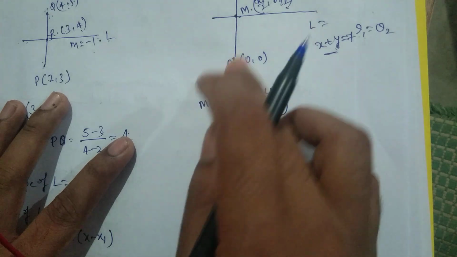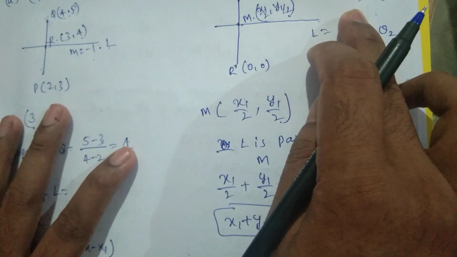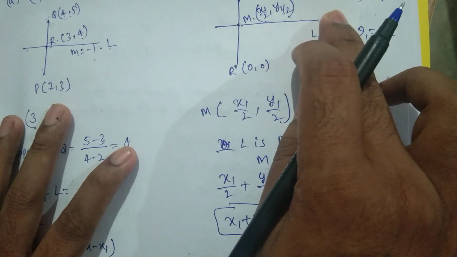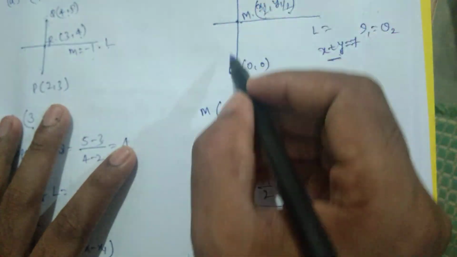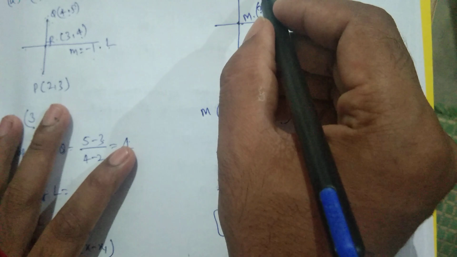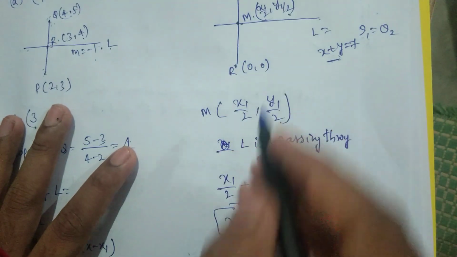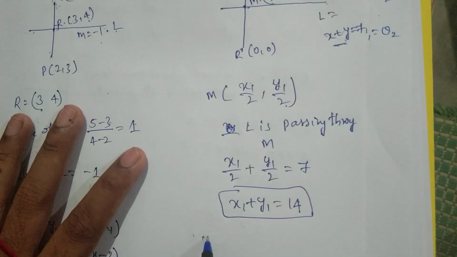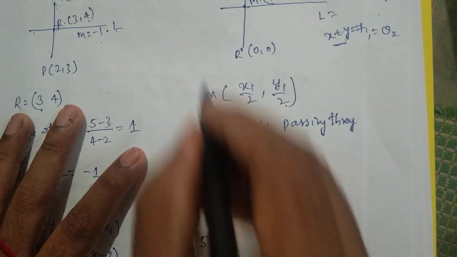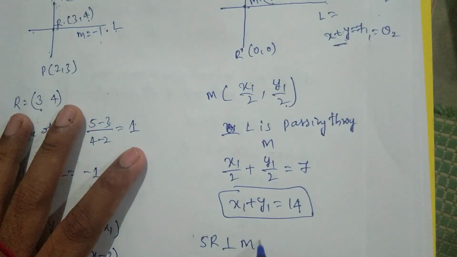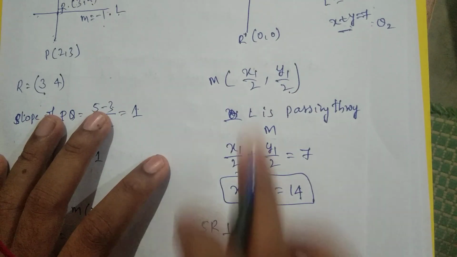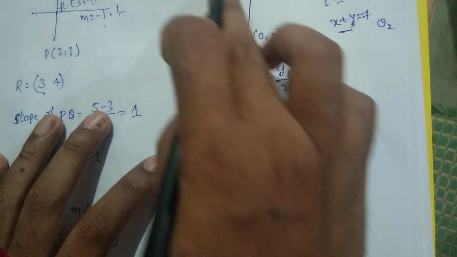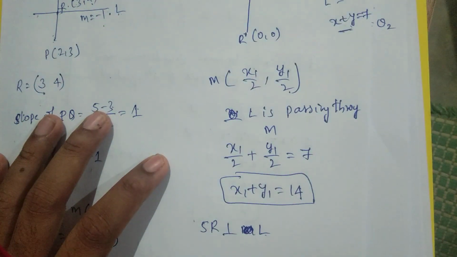Next, what is the relation between these two lines? They are perpendicular to each other. The slope of this into the slope of this is equal to minus 1. First I will find the slope of this one. Since line S R is perpendicular to line L, the slope of this line into the slope of this line is equal to minus 1.